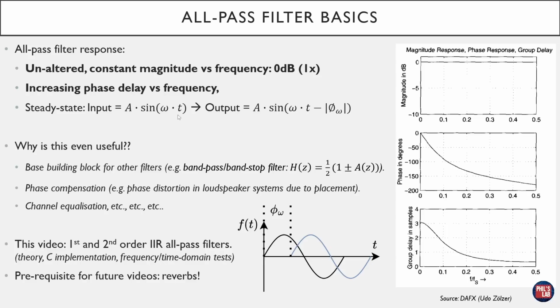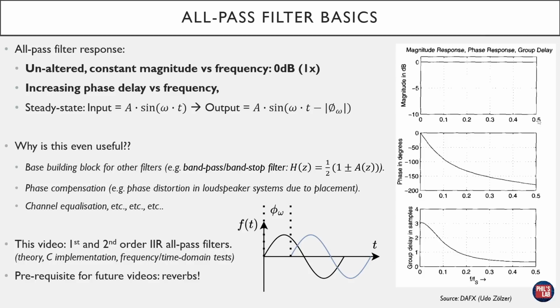That means if we, for instance, pass in a sine wave of a certain amplitude, A, with a certain nominal frequency, omega, passing that through an all-pass filter, we still get the same amplitude sine wave out, still at the same frequency, but with a phase shift that is dependent on that frequency. That also tells us where the name all-pass filter comes from: all the magnitudes are passed equally at 0 dB, 1 times gain, but there's typically an increased phase delay with frequency, and we can see that on the right-hand side on these graphs.